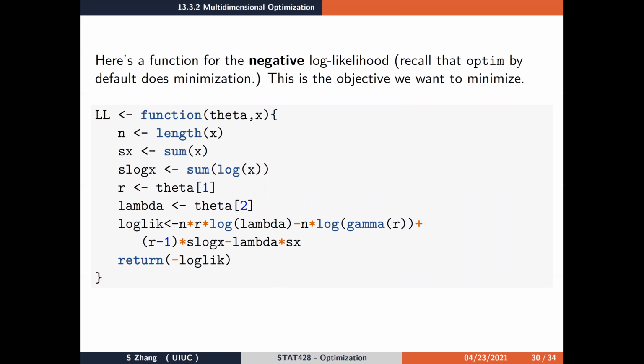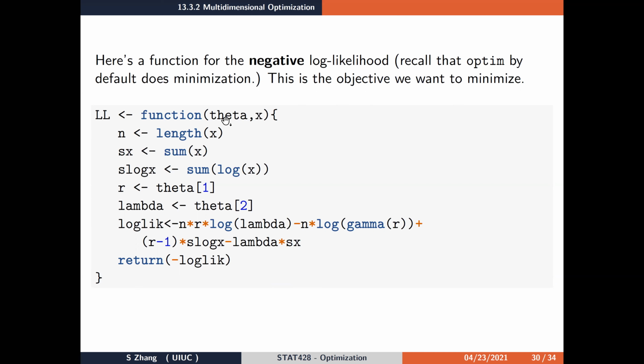So here's a function for the negative of the log likelihood. We convert it to negative because the optim function by default finds the minimum. So by doing the negative log likelihood and finding its minimum, it's going to be the maximum of the log likelihood, which is the same as the maximum of the likelihood, or our MLE. So this is the objective we want to minimize, which is the negative log likelihood.